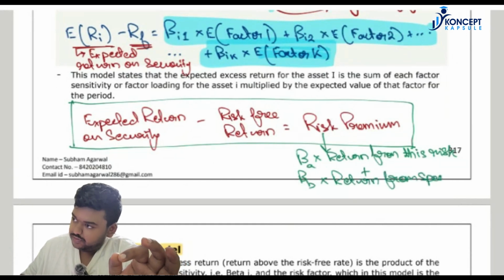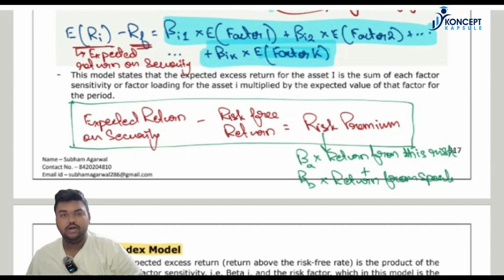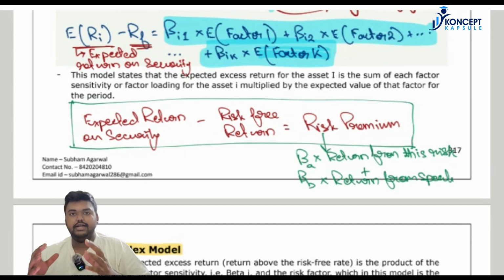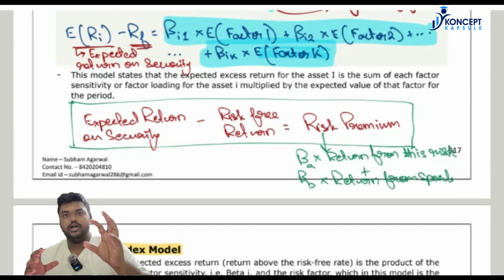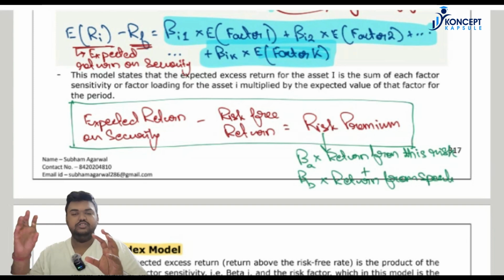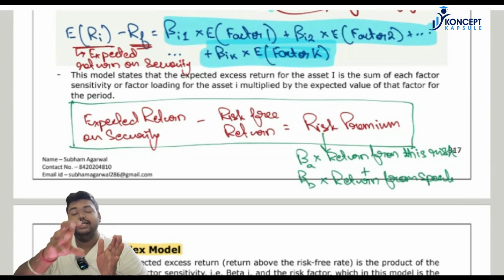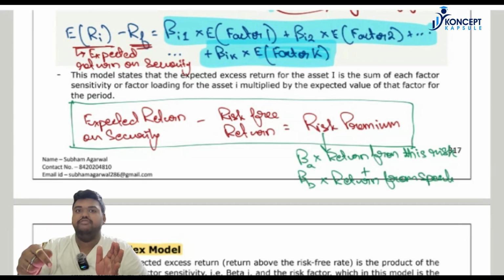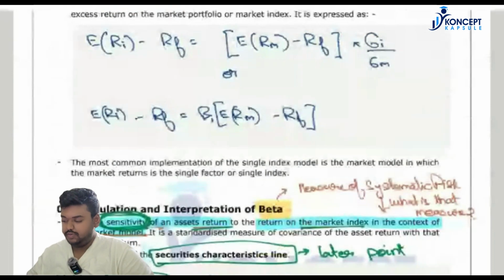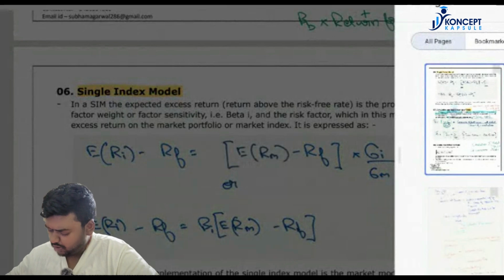Guys, you are understanding. So what we are doing in a multi-factor model is saying that the security returns are based on multiple risk factors. We are assigning a numerical measure to each risk factor and multiplying it with the expected return because of that risk factor.